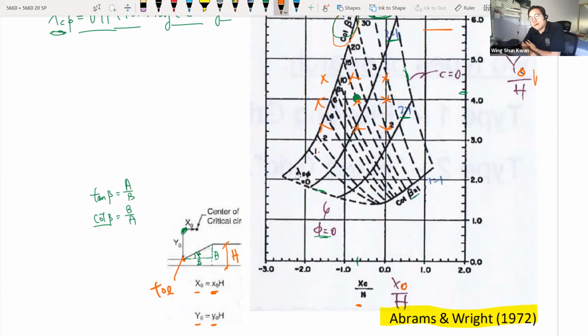For exam purposes and homework problems, given the time constraint limitations, I will provide you the slip surface. I will provide you the center of the slip circles, such that you don't need to go through this process. But at least I want you to have a sense of how to get started. Any questions?